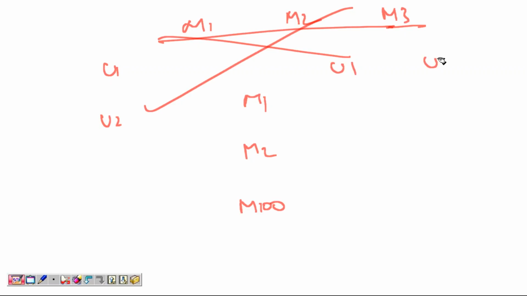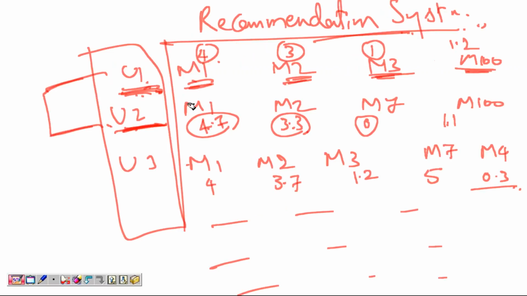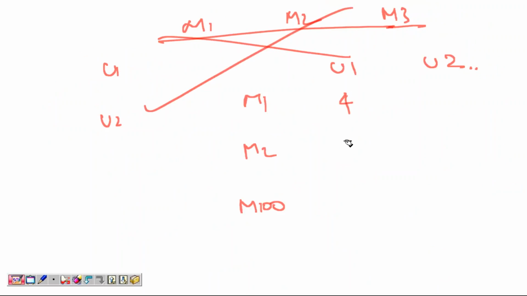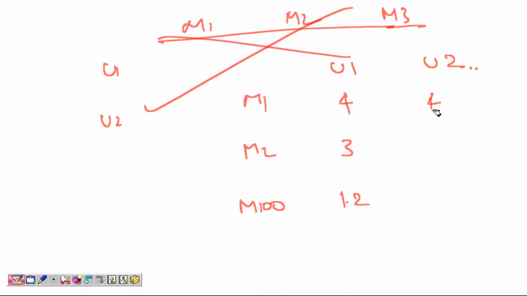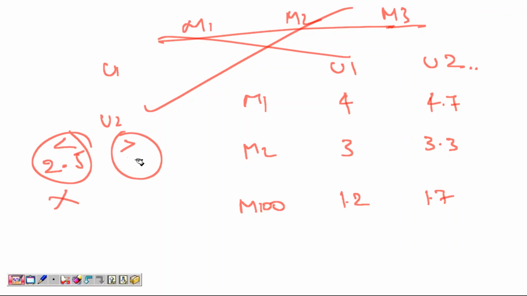I am considering only 2 users. What is the rating user 1 has given? 4, 3, 1.2. What about user 2? 4.7, 3.3, 1.7. Okay, think that a rating below 2.5, the user did not like it. Greater than 3, greater than 2.5, he liked it very much.